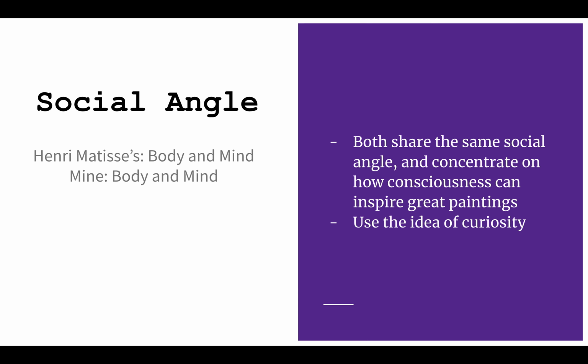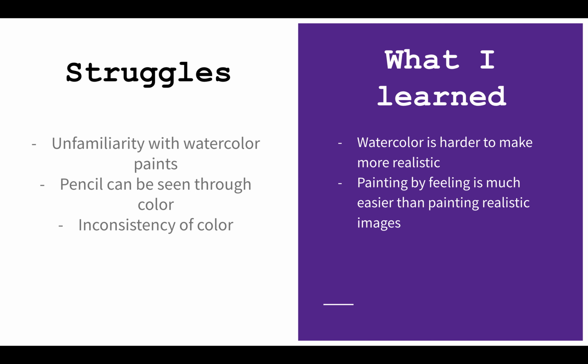The social angle that I picked for mine was Body and Mind, and Henry Matisse's was also Body and Mind. Like I talked about earlier, the goldfish were a huge inspiration for him. He loved how people looked at goldfish, and he loved how people were inspired by modern things like imports and exports, and I really like that idea. It reminded me of my childhood, so I thought it would be good to recreate that. But yeah, and then the struggles that I had: unfamiliarity with watercolor paints.